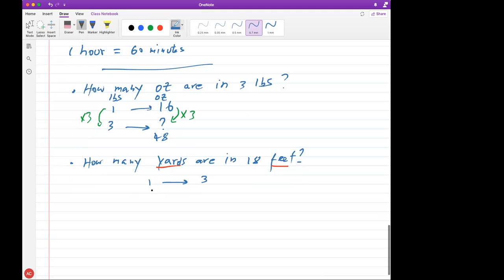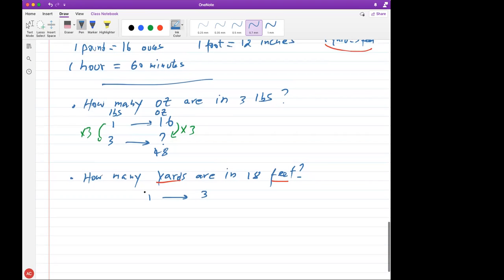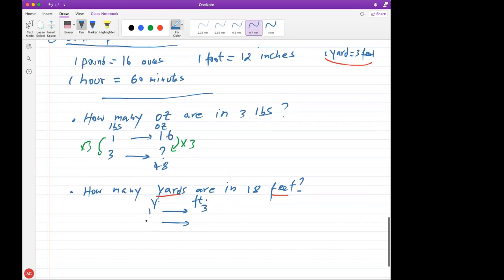Now, what is the other ratio? What's missing? Are we missing the yards or the feet? This is the yards here. This is the feet on this side. So what goes here? Do we know this quantity? We don't know it, right? That's what we're looking for. And here we know this part. We know the feet. That's 18.